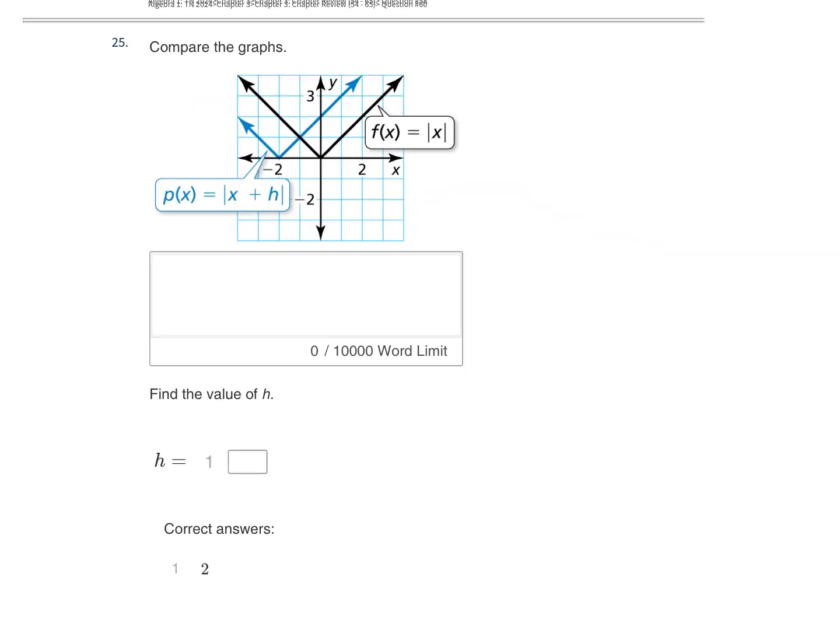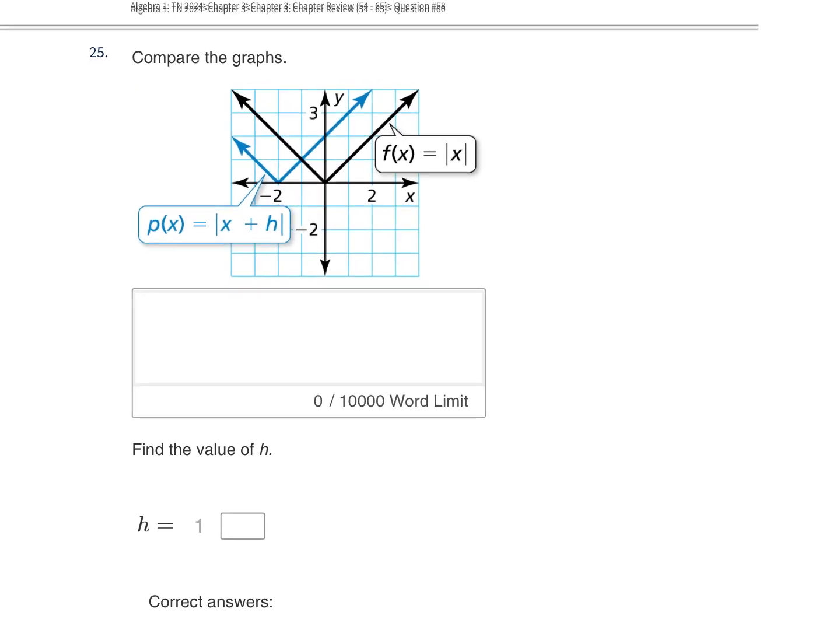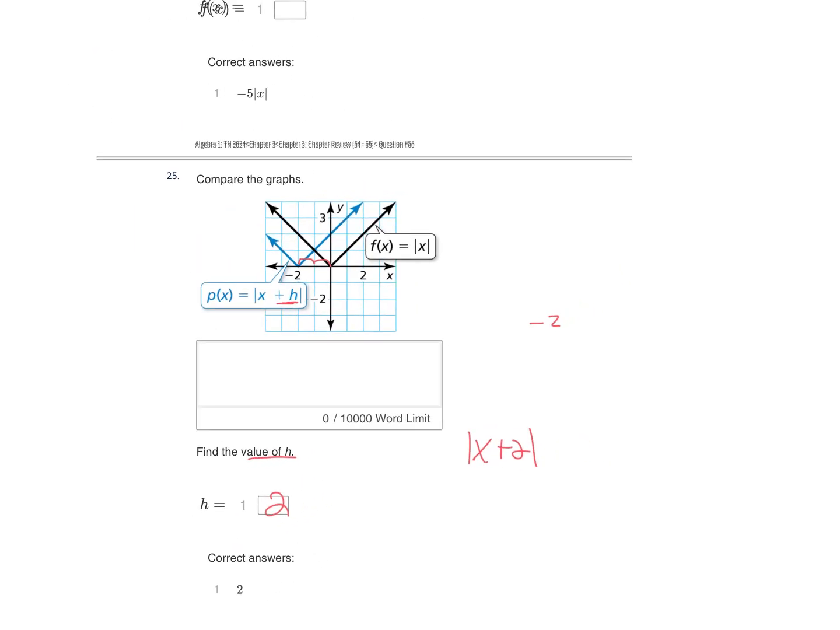All right, let's look at this one. It says compare the graphs, find the value of h. Well, they've got plus h here. So it went 2 units to the left, so that would be negative 2. So in opposite world, it would be positive 2. Okay, so it'd be x plus 2. Okay, I think that's it.